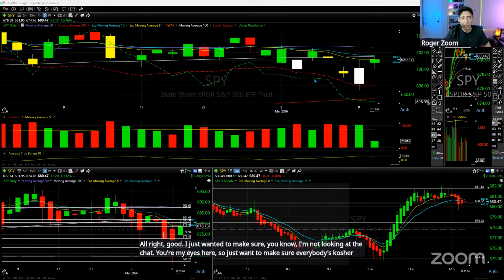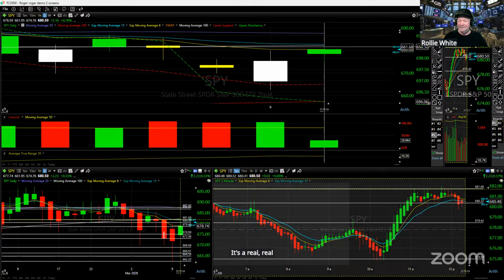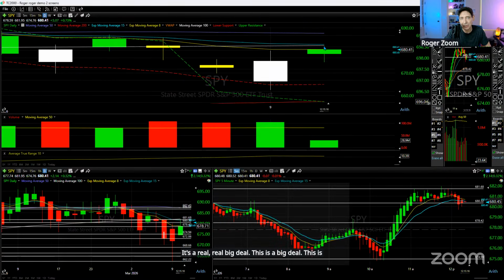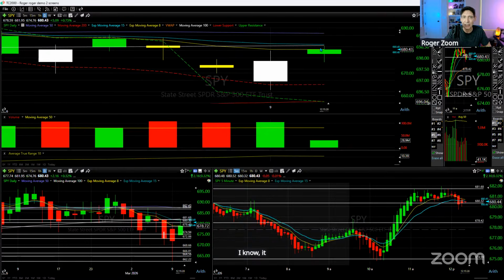So that's the QQQ. That's the SPY. We need to get above. I know you're all like, Roger, it's just a line right here. What's the big deal? It's a real big deal. This is the 100-day moving average. You're an institution and you buy a lot of stocks before we go above here, you get fired. You buy above here, you get a raise. I know it's silly, but that's how the world works.